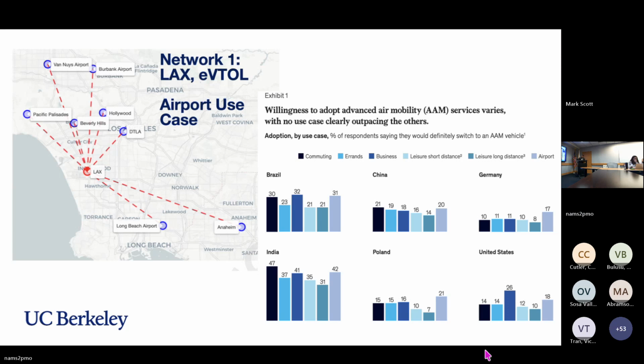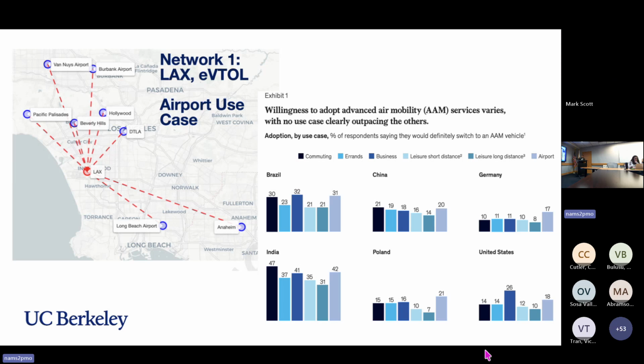So the first network that I want to talk about is centered on LAX. There are 8 vertiports around in different city centers, and we're looking at transportation to LAX, right? So that's one, and out of LAX. The airport use case is a good one to focus on.